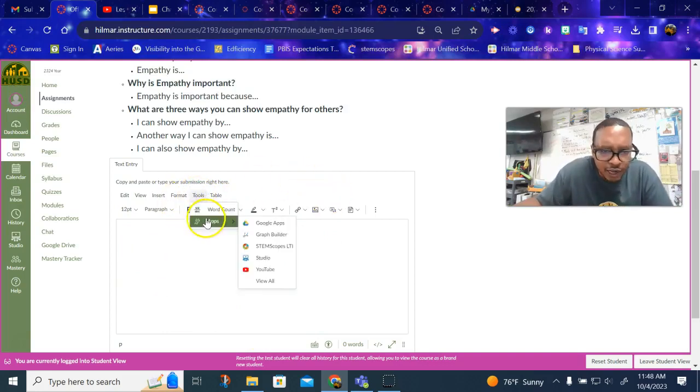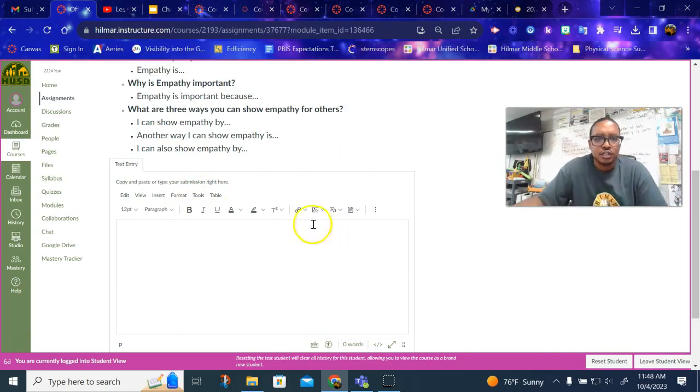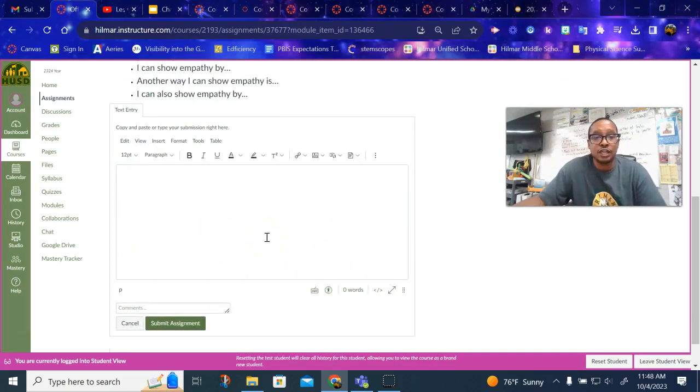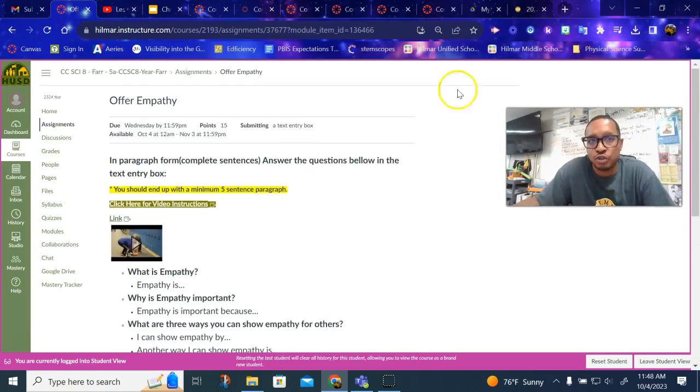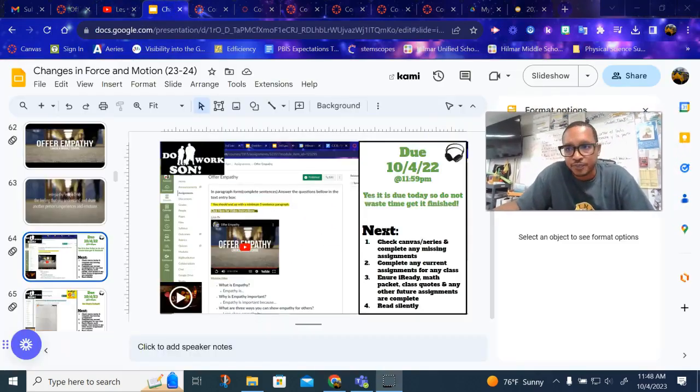Let me see what other apps there are. Oh, we don't need any of those apps. So anyway, make sure to type it all in right there, okay? And then you can just say submit the assignment. If for some reason you want to type it up on a Google Doc, totally fine. Just copy and paste it right into here, okay? Totally fine. And then just submit the assignment, and then you should be done there, okay?